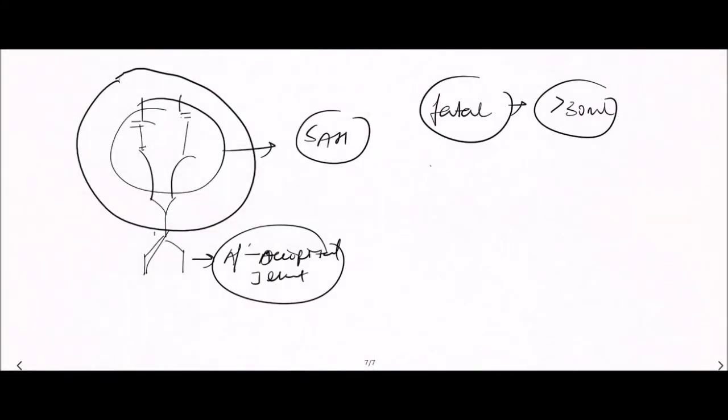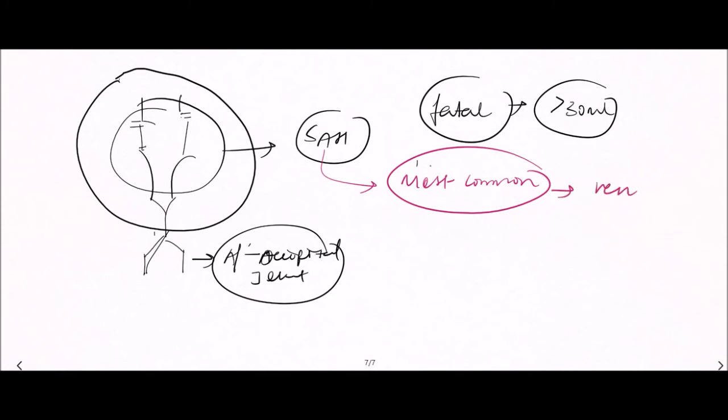Now, this type of hemorrhage, the SDH, is the most common. This is the most common type of intracranial hemorrhage, SDH, and mostly it is venous in origin.